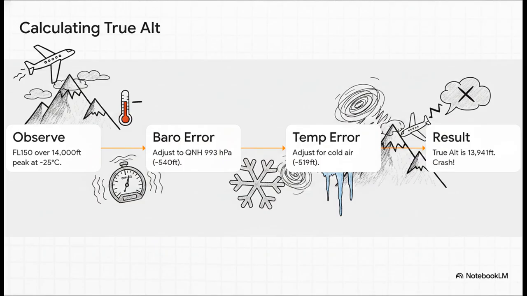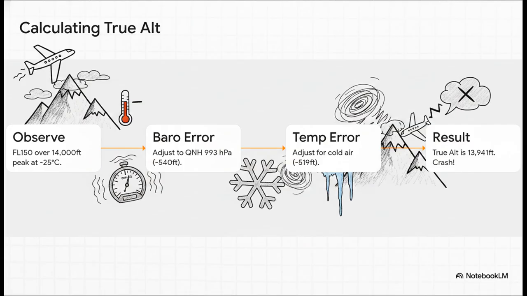Say you're cruising at flight level 150, which implies 15,000 feet, right over a 14,000-foot mountain peak, but it's bitter cold out there, negative 25 degrees Celsius. You glance at your dial and think, cool, I've got a comfortable 1,000 feet of clearance. Actually, scratch that. First, you have to correct for the low local pressure, say 993 hectopascals, which instantly strips away 540 feet of your assumed altitude. Ouch.